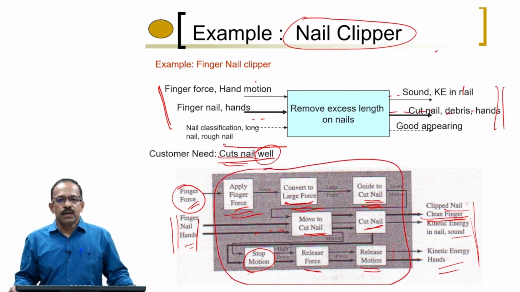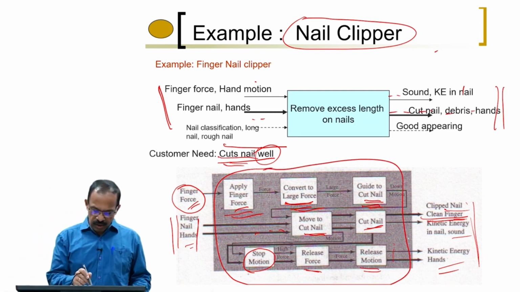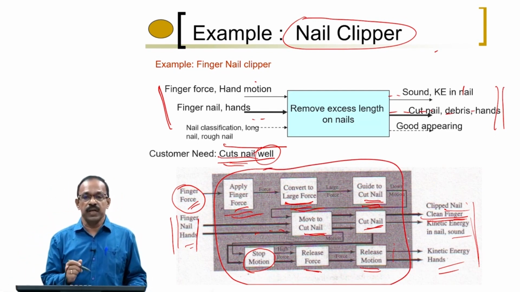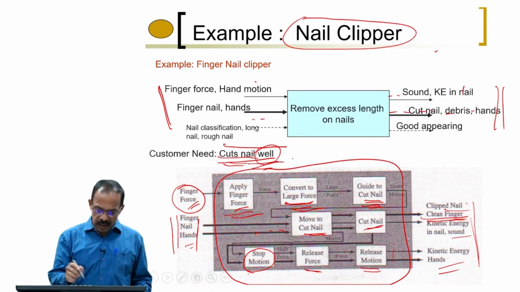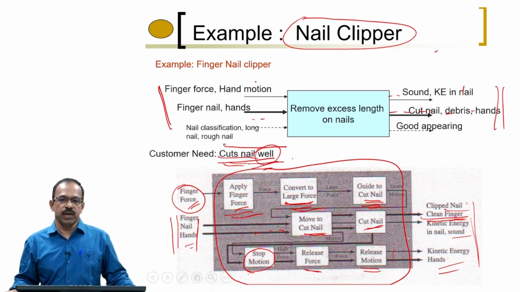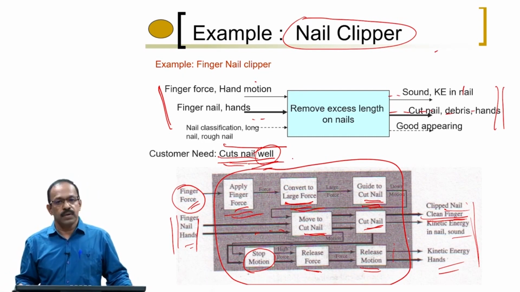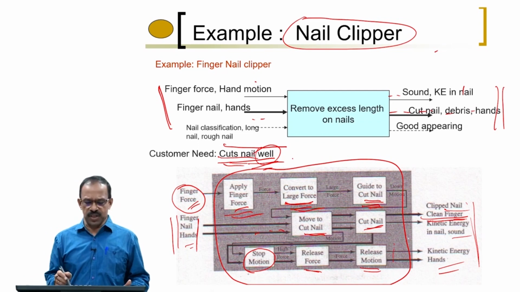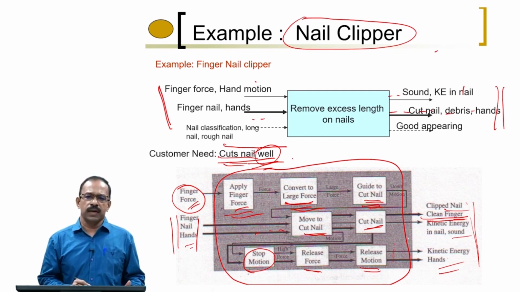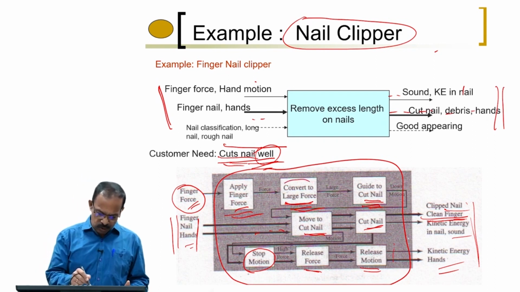Now, as a designer you need to check which of these functions can be improved to meet the cut nail well requirements. Either you can look at the existing products and see which function can be improved to get this requirement, or you can think of a totally new concept for each one of these functions to get the satisfaction of the customer. For example, convert to large force.